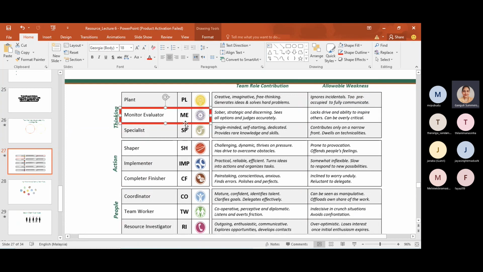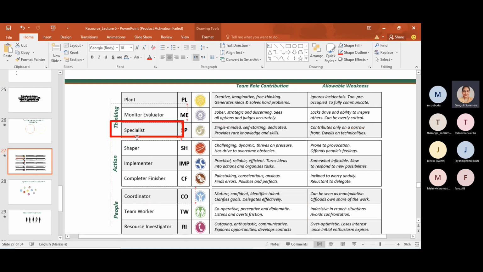And if you look at the second role, monitor evaluator, a monitor evaluator is a person who sees all options and judges correctly. What are the allowable weaknesses that this person is allowed to have? Monitor evaluators can be overly critical. They can be too critical sometimes. And sometimes they might find it difficult to inspire others.